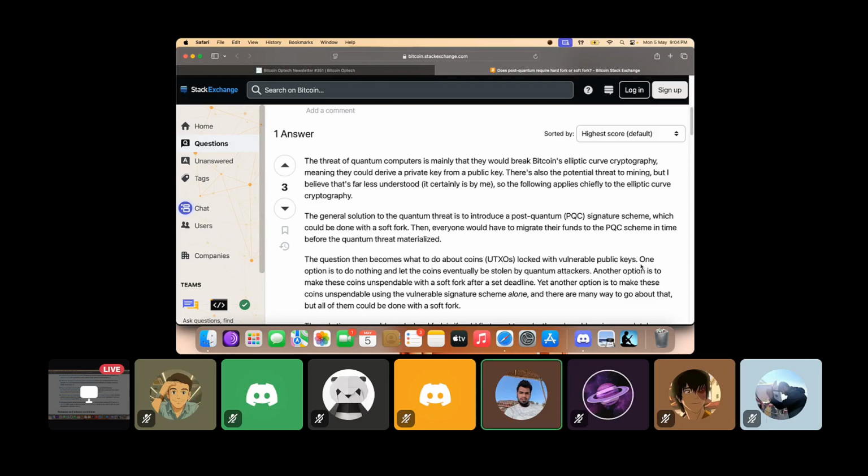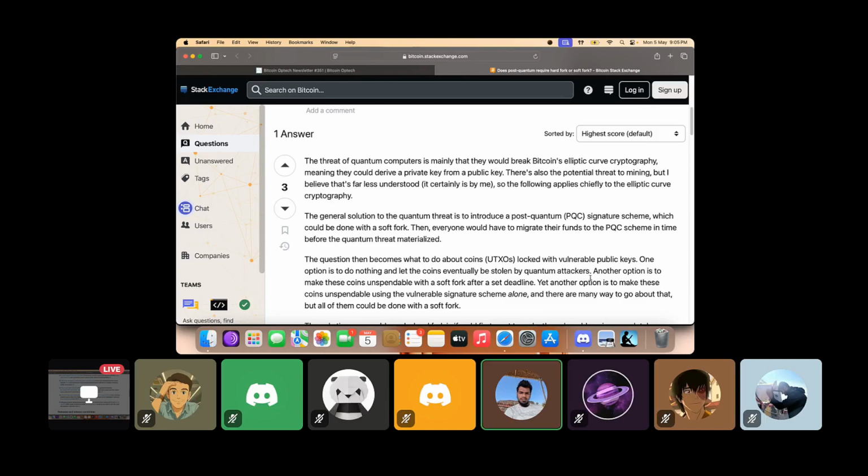Like the thieves that have access to quantum computers will gain access to their private keys, and then they will create digital signatures and sign those coins and own those coins. So what do you do about them? One option is to do nothing and let the coins eventually be stolen by quantum attackers, right? One option is that you abandon those coins, right? All those coins that are abandoned, lost, or the owners don't want to upgrade to quantum resistant addresses.